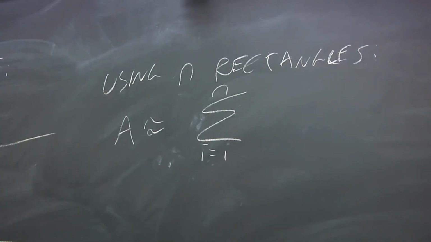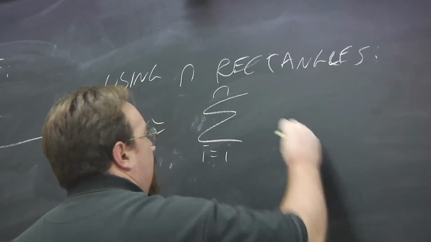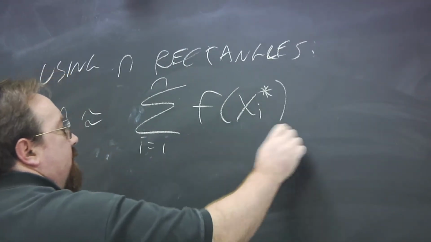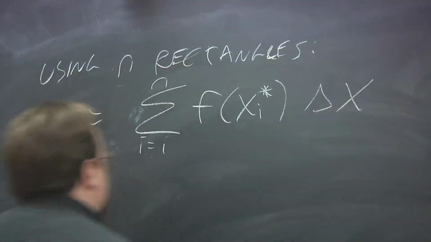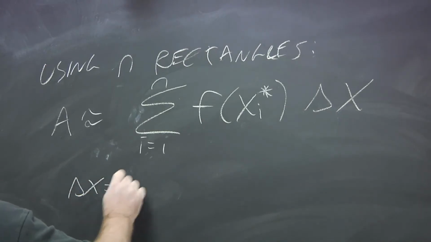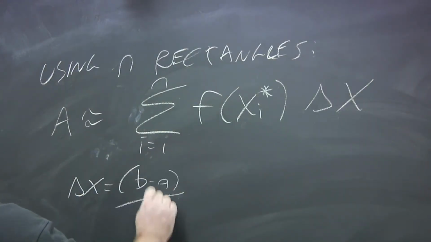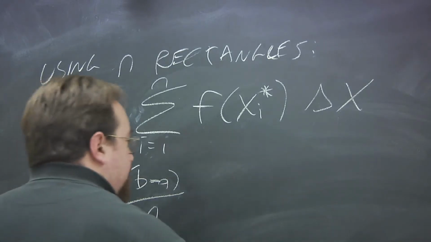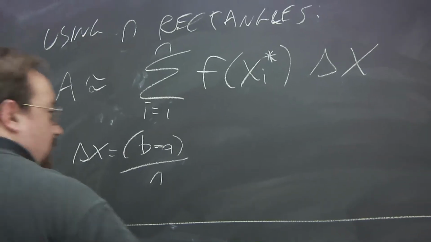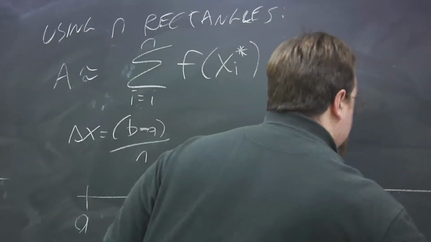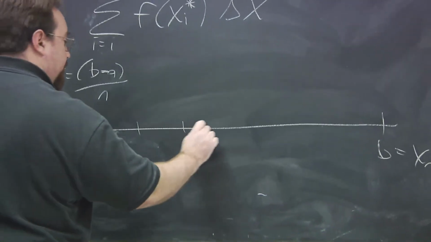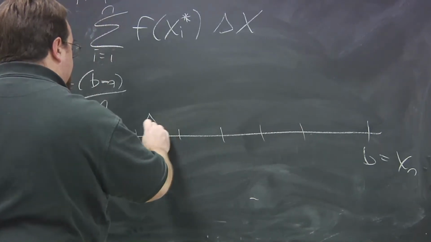Rectangle, so you take height times width. So the height is going to be the value of a function at a certain point, I'll define all this in a second, times the width, where delta x is b minus a over n, and then you break the interval from a to b into n subintervals that all have equal width, delta x.